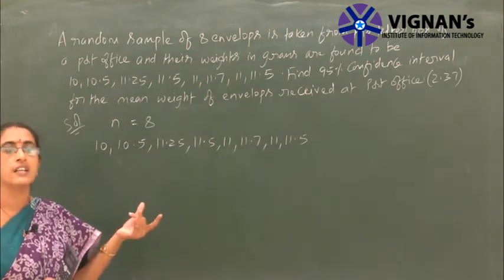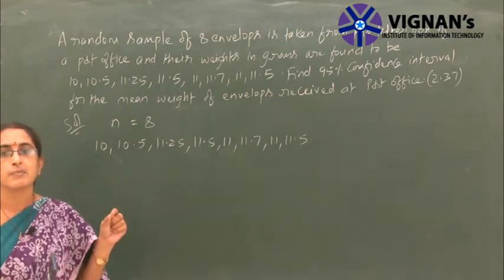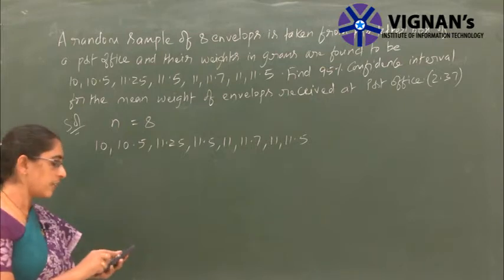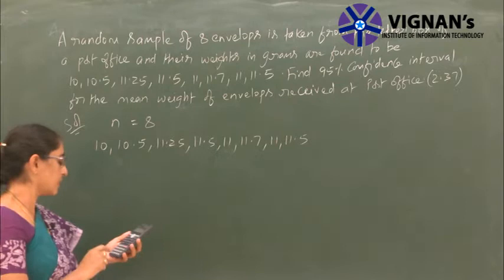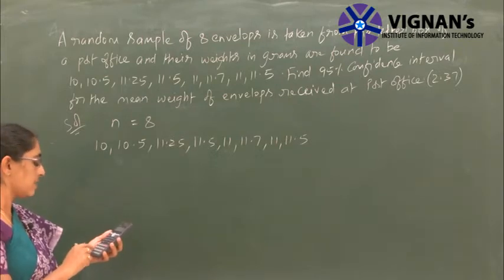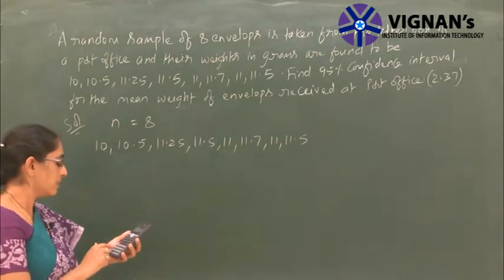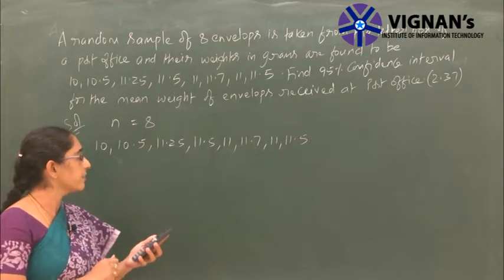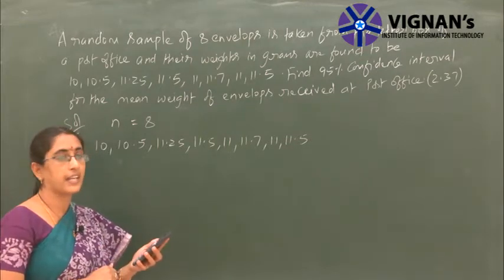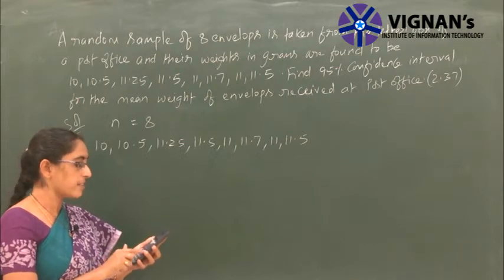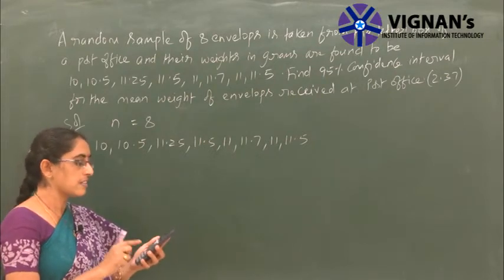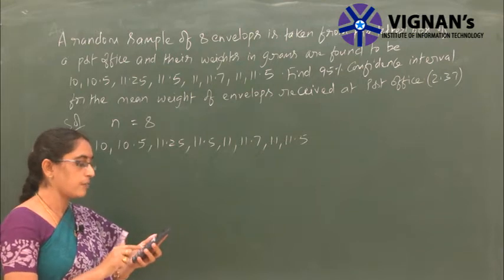That's what we have done in the simple random sample with replacement and without replacement. So let us go to the regression mode and linear and give the values here. So first observation is 10, second observation 10.5, third observation 11.25, fourth observation 11.5, fifth observation 11, sixth observation 11.7, again seventh observation is 11 and eighth observation is 11.5.